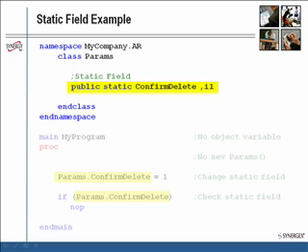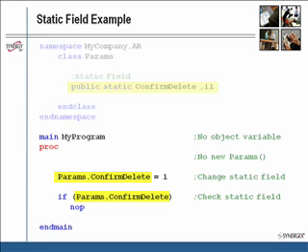At the top of this slide, you can see an example of a class with a static field called confirmDelete. Notice that the field is public. At the bottom of the slide is an example of the static field being referenced. Notice that the code accesses the static field directly via the class name. There is no new statement to create an instance of the params class involved here. No object being created. Static fields are accessed directly at the class level.